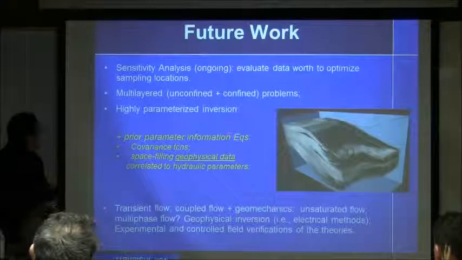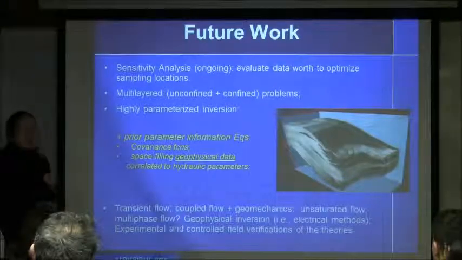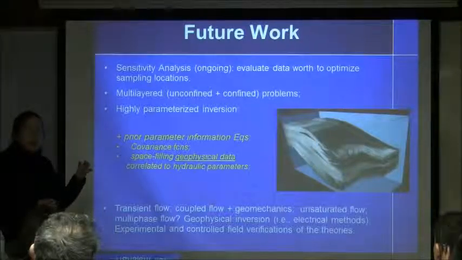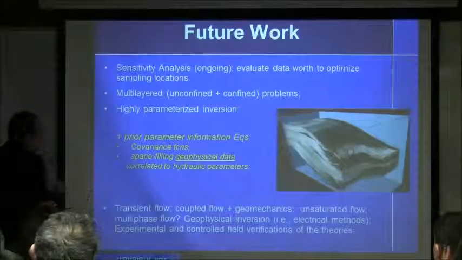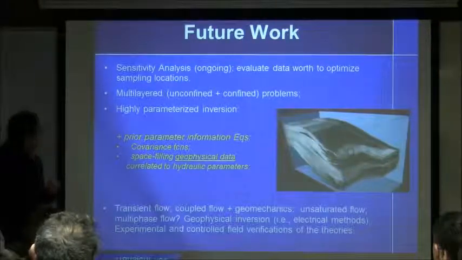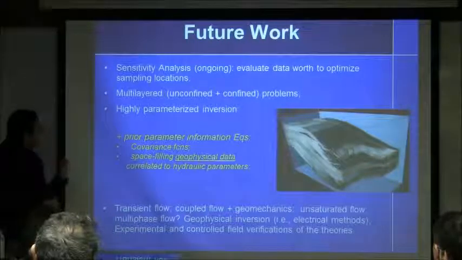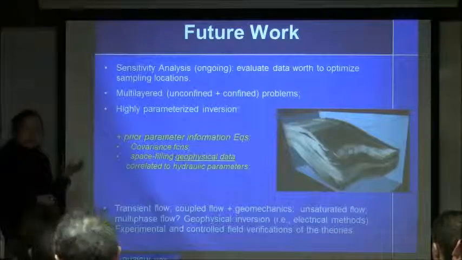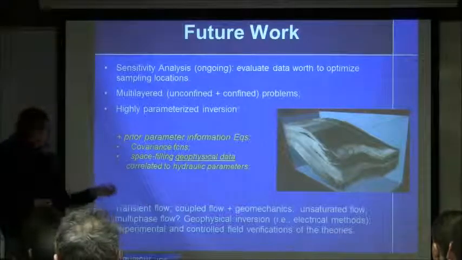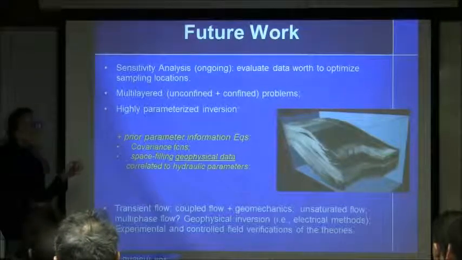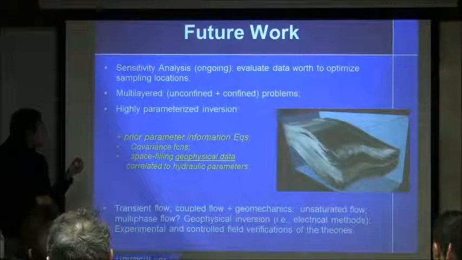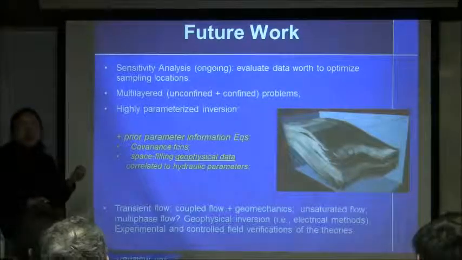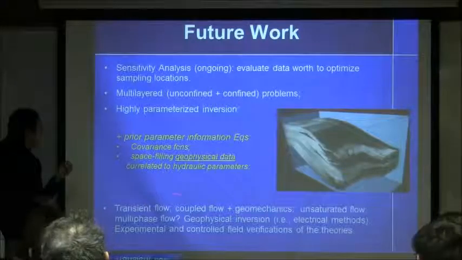We, of course, are interested in highly parameterized inversion, where you can invert parameters at every grid cell location. And here we have some ideas. For example, we can use simple stochastic functions to describe parameter spatial correlation, which will yield additional constraint equations. We can also condition our methods to geophysical data that are correlated to hydraulic parameters. So this is, I should say, very exciting.